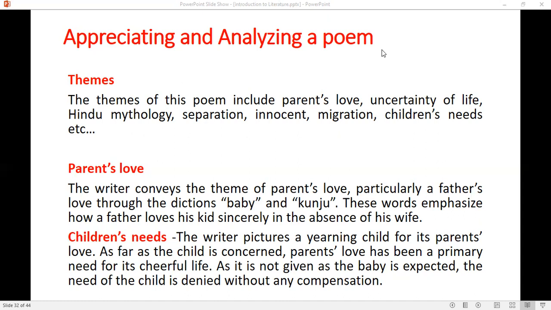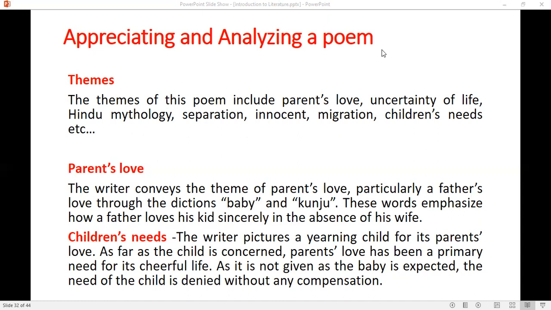Even though you will study about the meaning of the theme later, here you can understand that theme indicates the main idea the writer explores in a literary text. The main ideas include parents' love, uncertainty of life, Hindu mythology, separation, innocence, migration, children's needs, etc.